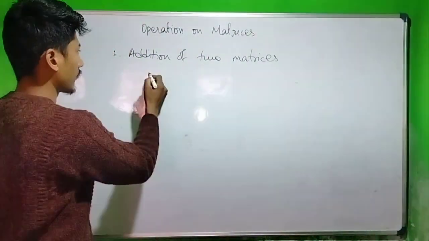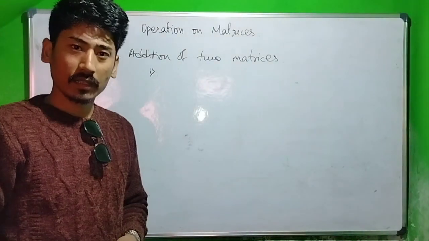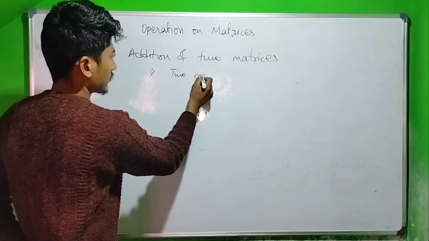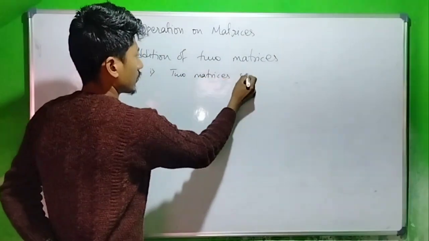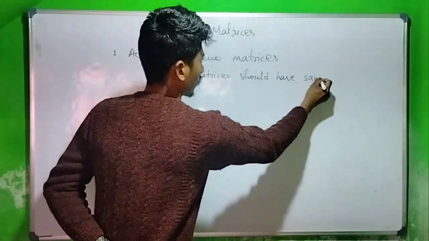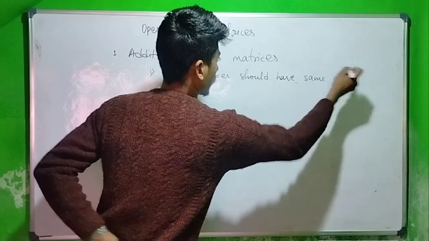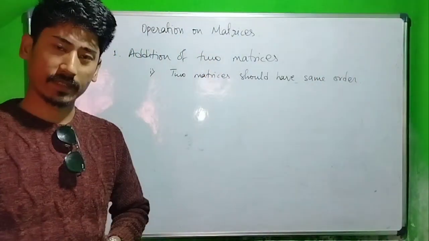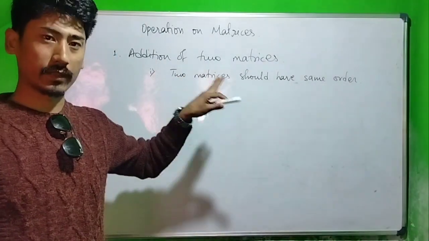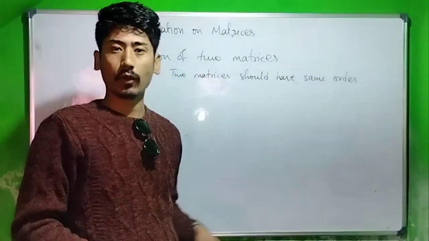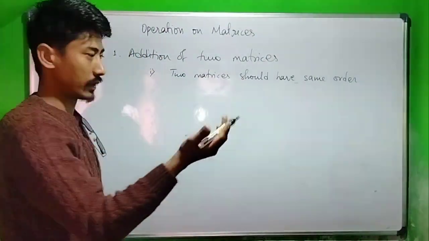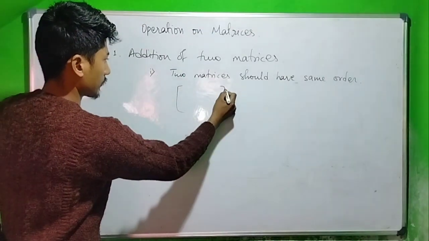To add matrices we have one important criterion: both the matrices should have the same order. In the last video I talked about the order of matrices, and I hope you know what matrices are. So to add two matrices we must have two matrices of the same order. Let's explain with the help of an example.